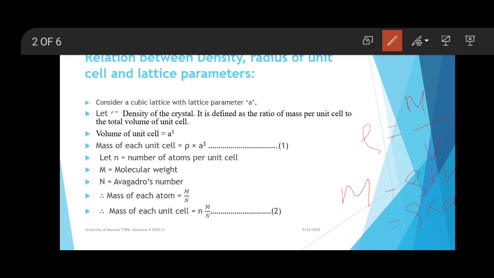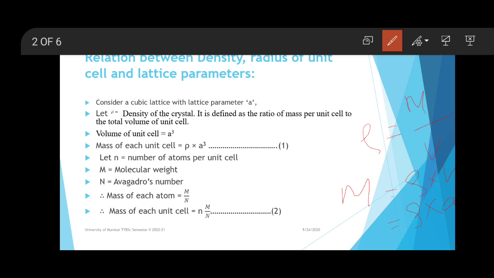M is the molecular weight of that particular atom. N A is the Avogadro's number. So how is the mass of each atom calculated? Mass of each atom is equal to mass of that atom divided by Avogadro's number. What is Avogadro's number?